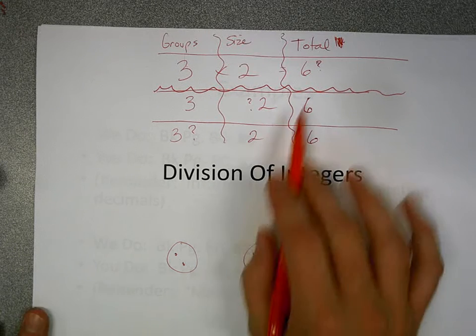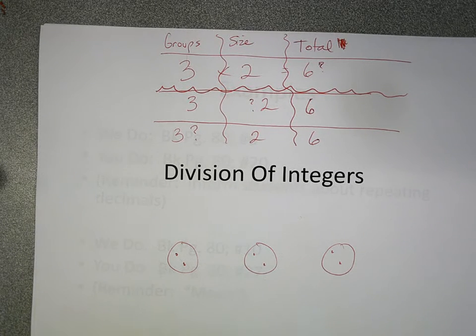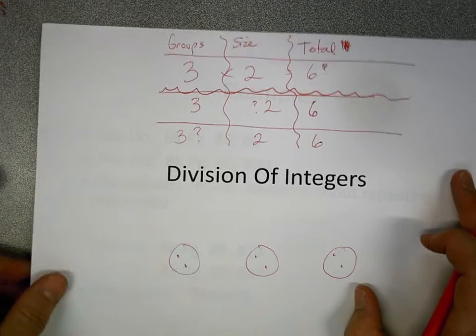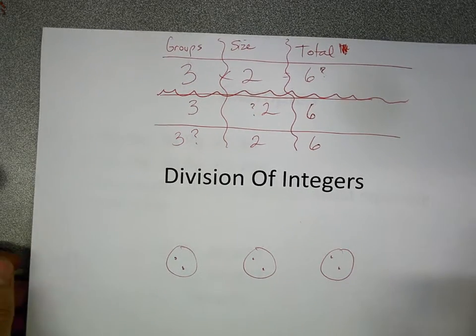So that's the kind of stuff you're looking for. Is the total given, or are they asking you for the total? Okay, that's a big indicator on if it's multiplication or division. Okay, any questions, guys? All right, so let's get going with the computation part of this.